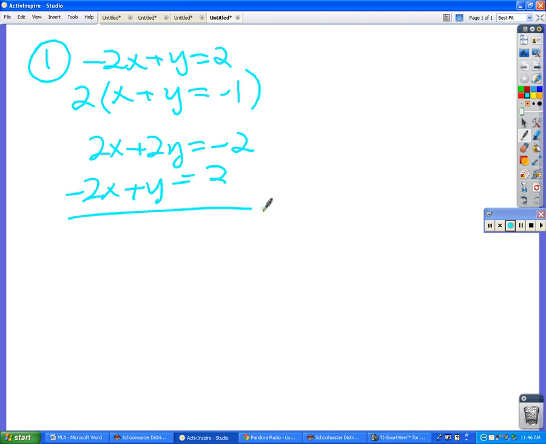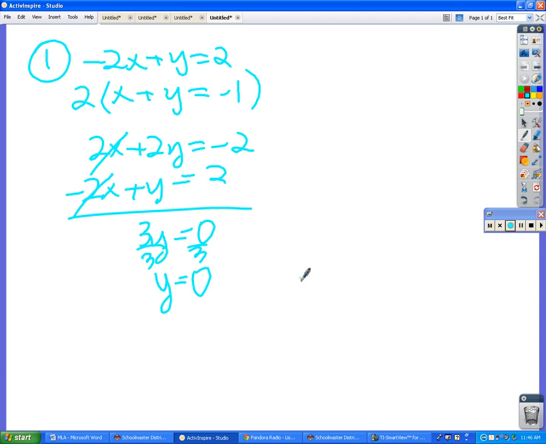So if I add those together, now what happens to the x's? They cancel, they are eliminated. 2y plus y is 3y, and negative 2 plus 2 is 0. So that means y equals what? 0. If I divide both sides by 3, 0 divided by 3 is 0. So y equals 0. Okay?